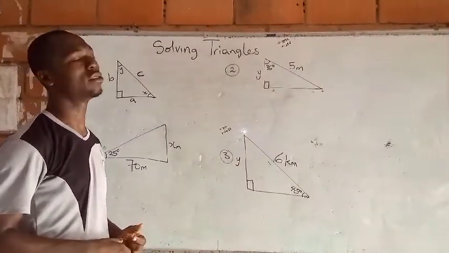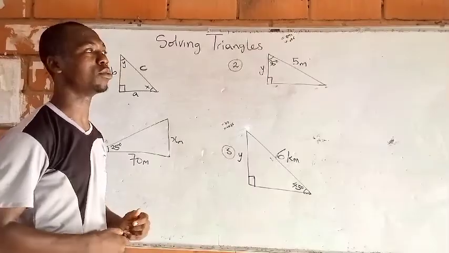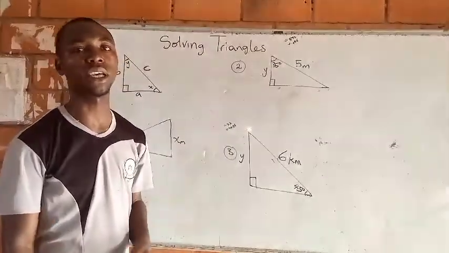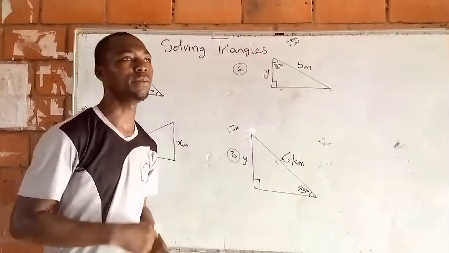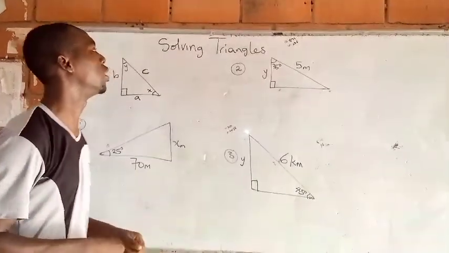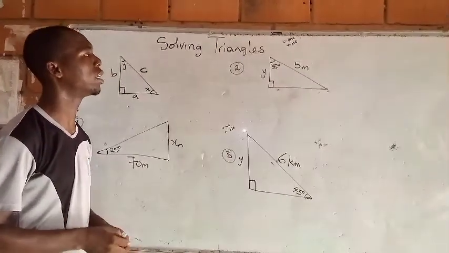So we are still on solving right angle triangles. This one is on using sine, cosine, and tangent. In the previous lesson we talked about Pythagoras' rule. So this is on sine, cosine, and tangent.